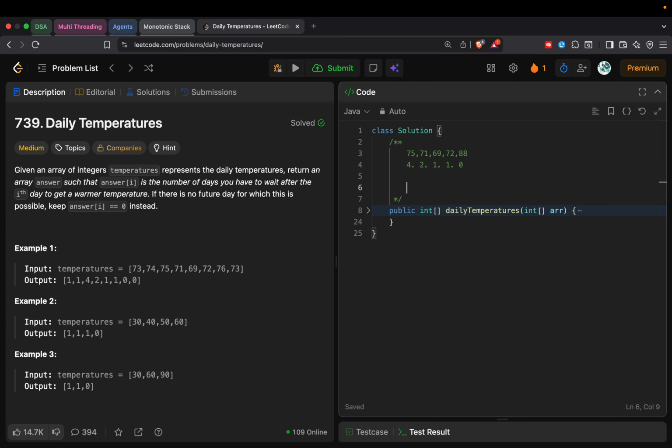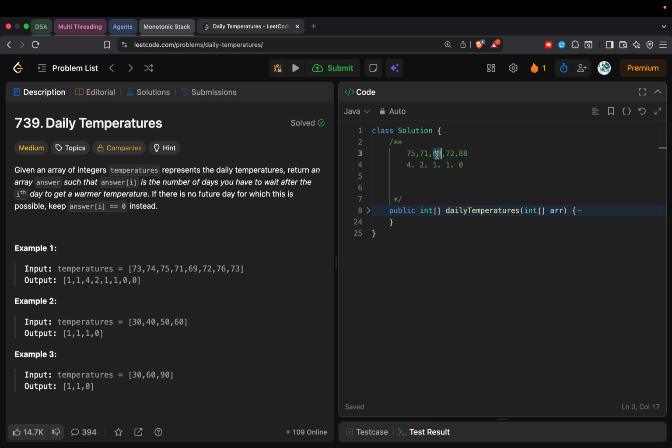Now this is what I have done for explaining. This is kind of brute force, right? What I am doing is basically I am standing at a particular day and checking when is the next warmer day available for me, right? I have basically looked at each and every temperature after 75. The same approach I have done for 71. I have looked at each and every temperature till I reach the warmer temperature.